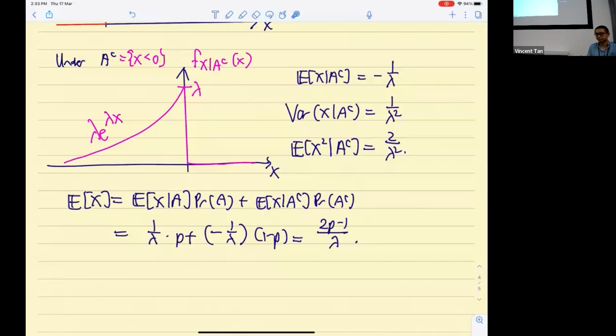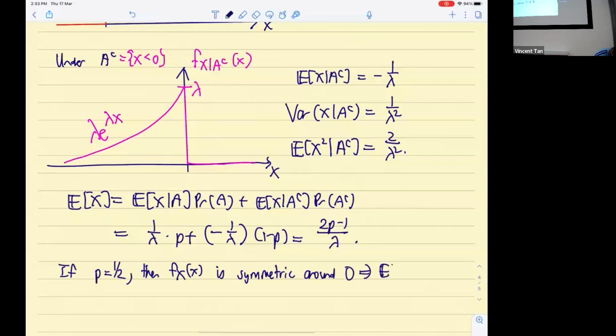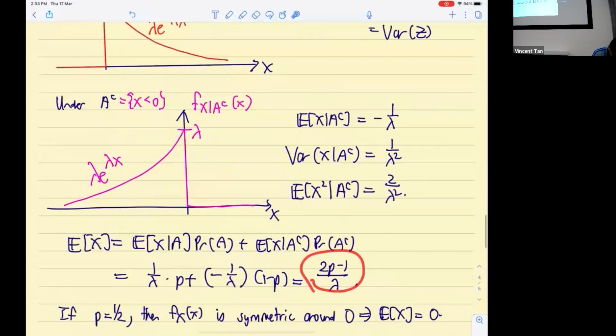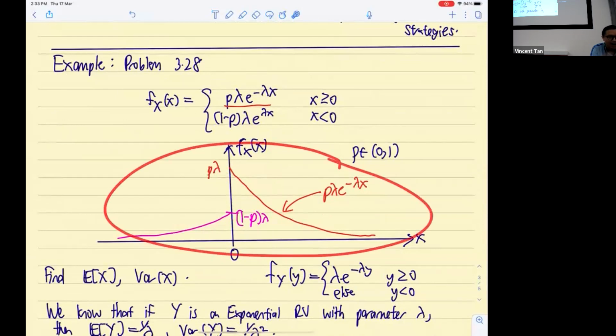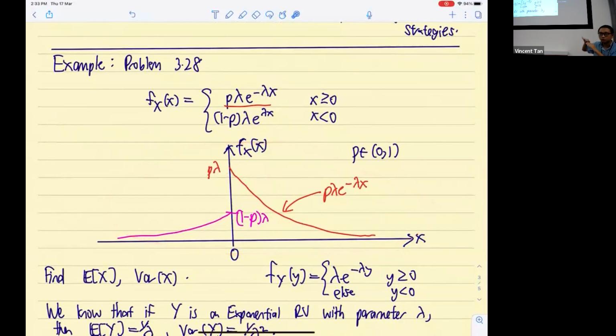Understand? So in particular, if p is equal to half, then f_X(x) is symmetric around 0, which implies that the expectation of x should be equal to 0, which is corroborated by this expression and corroborated by our own very eyes, that if p is equal to half, the two curves are the reverse images or flip images of each other. You will have this and this, so the center of gravity must be here, right?